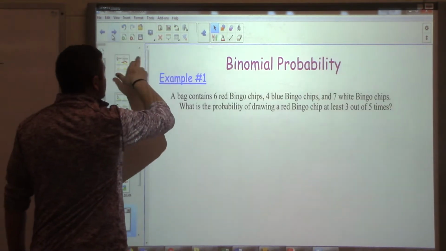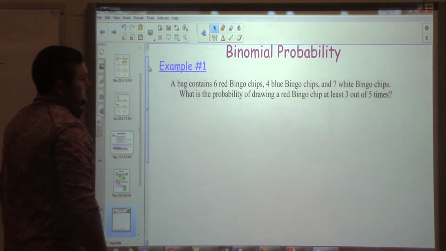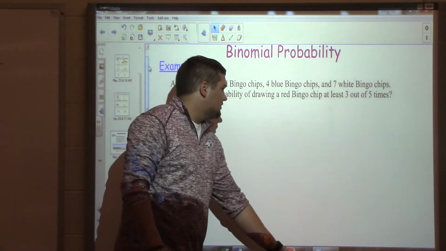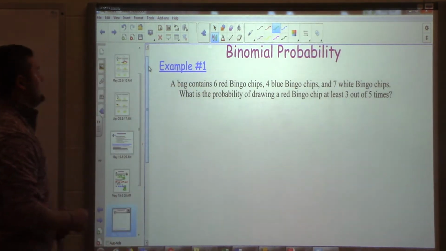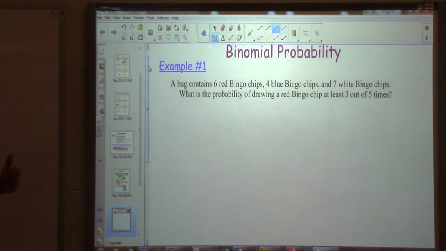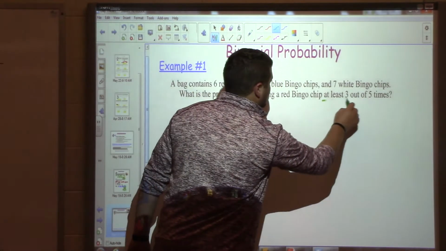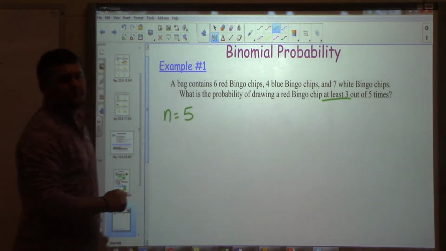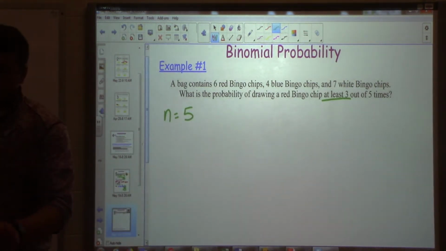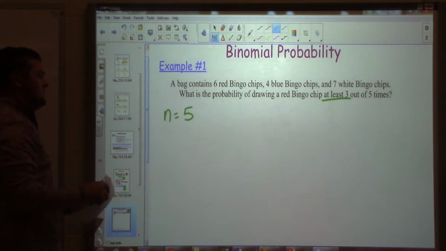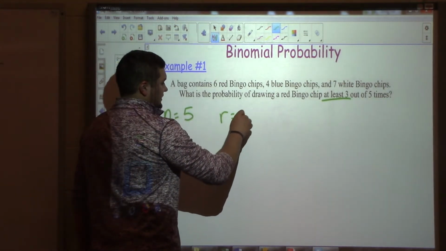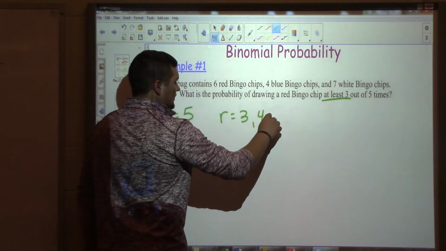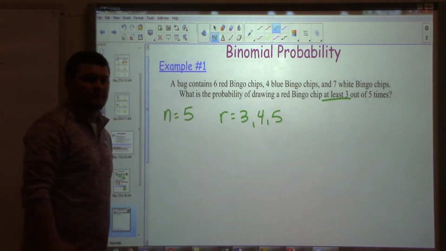2 more problems. A bag contains 6 red bingo chips, 4 blue, and 7 white. What's the probability of drawing a red bingo chip at least 3 out of 5 times? Well, n equals 5, because I'm drawing 5. R is at least 3. So R could be 3, 4, or 5.